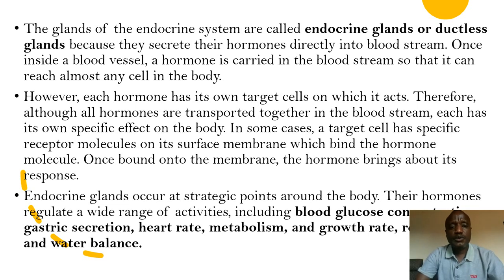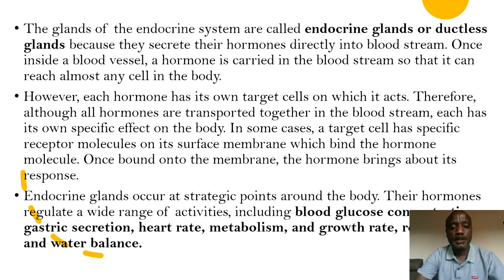Now, let us try to understand in detail what the endocrine system is. The glands of the endocrine system are called endocrine glands or ductless glands because they secrete their hormones directly into the bloodstream. A hormone is carried in the bloodstream so that it can reach almost any cell in the body. But remember, each hormone has its own target cell on which it acts. Therefore, although all hormones are transported together in the bloodstream, each hormone has its own specific effect on the body.